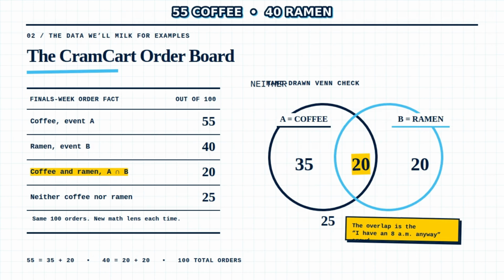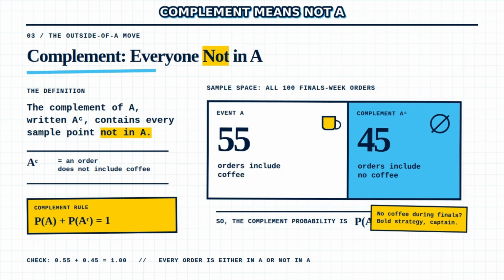Here is the data board. Out of 100 orders, 55 include coffee, 40 include ramen, 20 include both coffee and ramen. That leaves 25 with neither. The labels are deliberately bold. A equals coffee and B equals ramen. We will revisit this same group of 100 orders from several angles, so the numbers stay fixed while the probability idea changes. First, the complement.